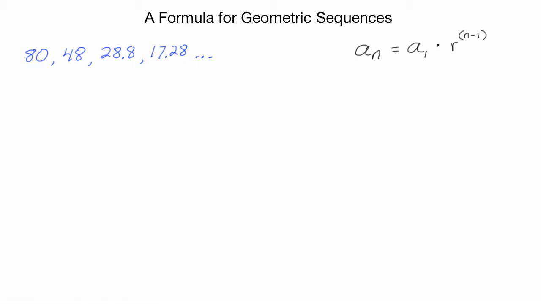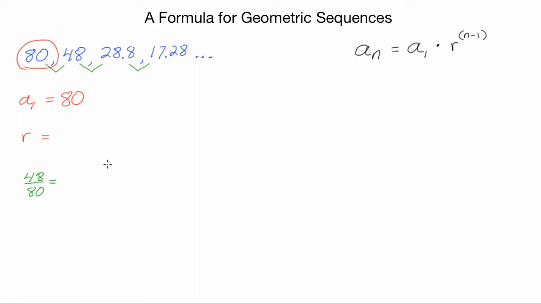To get this, I need to know what the first term is. That one's pretty easy. I'm starting with 80, so the first term of the sequence is equal to 80. Now I need to figure out what r is. r is my common ratio, so I've got to play around with consecutive terms and figure out what that common ratio is. So let's do some division. Take consecutive terms: 48 divided by 80.